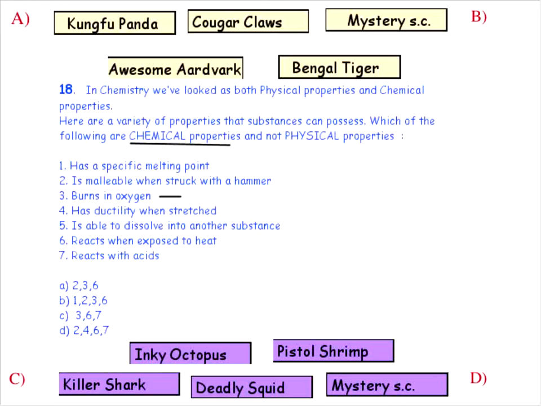Ductility, stretching into a wire, no, that's physical. Able to dissolve into another substance, no, that's physical. Because even though it's dissolving, that's not really a chemical reaction. Reacts when exposed to heat, yeah, because it's reacting, it's a chemical property. Reacting with acids, again, a chemical property. So we've got 3, 6, and 7. That's going to be answer C.